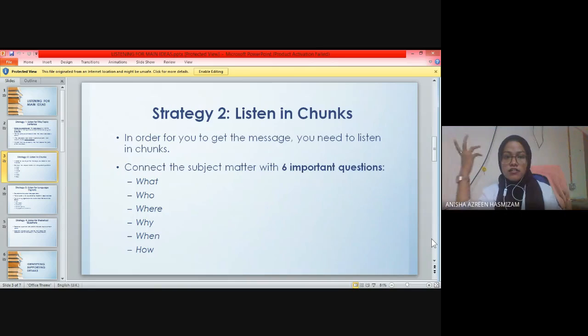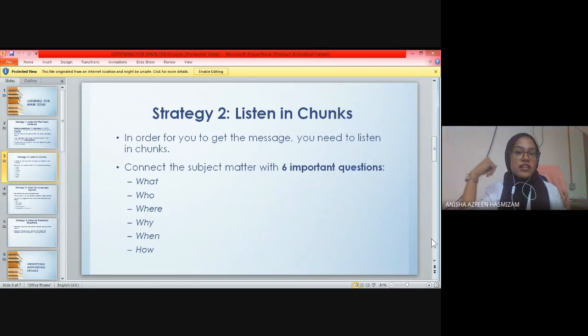Where? Benda tu dekat mana? Okay, kita boleh detect tak audio tu? Dia orang tengah bercakap, contoh the mom and the daughter tadi, dia dekat mana? Dia orang cakap pasal rumah ke? Dia orang cakap pasal dia orang dalam kereta ke? I'm driving somewhere. Listen. Okay, if you listen, you'll be able to detect. Dia dekat mana?